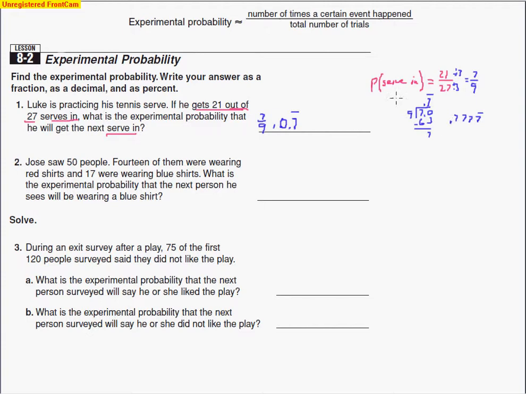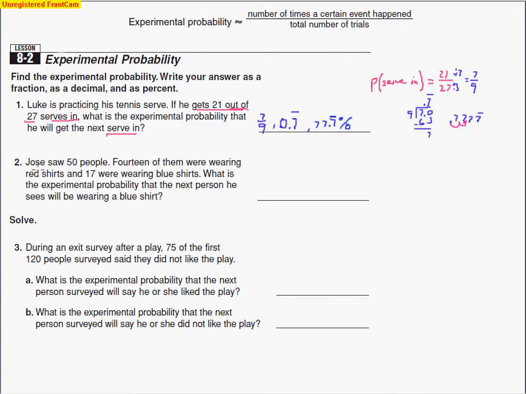Those 7s are repeating. Well, the percent form means that we're just going to multiply this by 100, which moves the decimal 2 spaces to the right. So it ends up becoming 77.7 repeating percent. So there's the answer for number 1. That repeating bar would go over the 7.